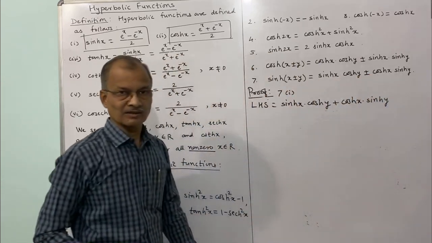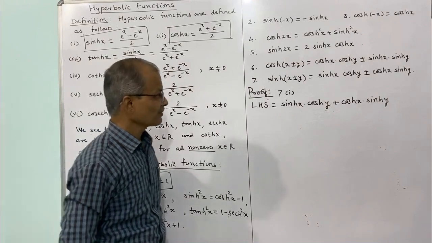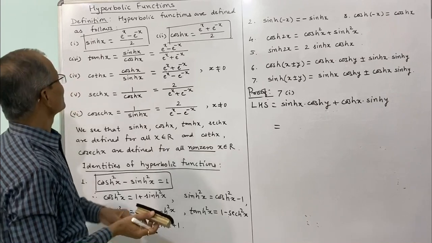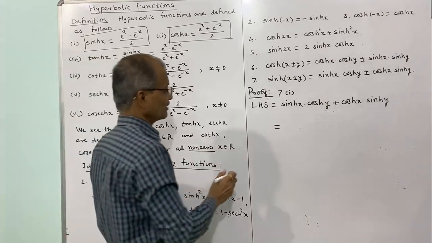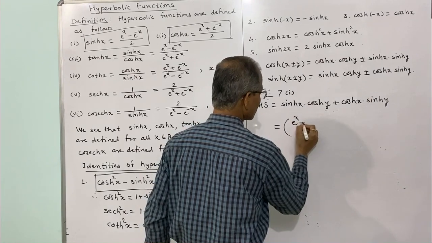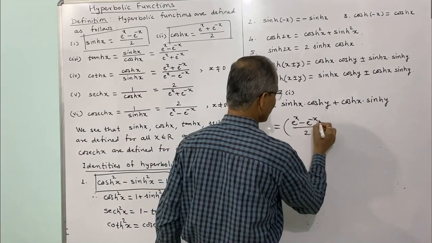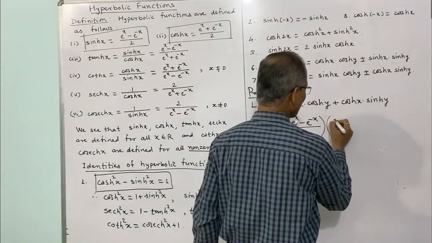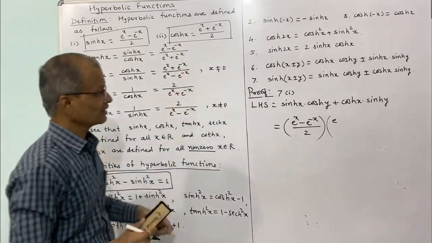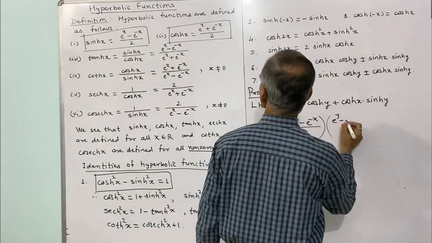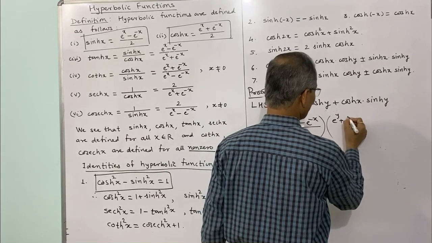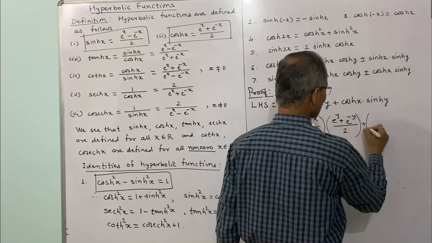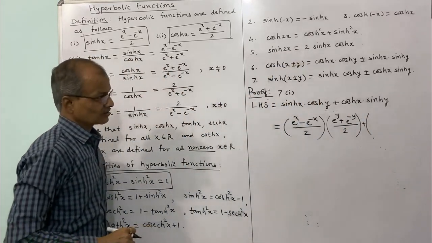Plus formula we are considering, the formula which involves the plus sign, and this will be equal to, what is the definition for hyperbolic sin x? It is e to the power x minus e to the power minus x divided by 2, into hyperbolic cos y, that is instead of x use y, so it is e power y plus e to the power minus y divided by 2, and this is plus hyperbolic cos x.